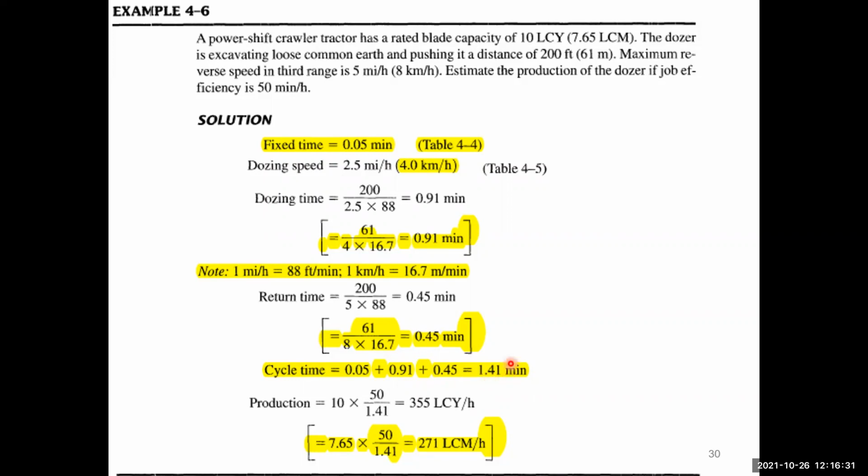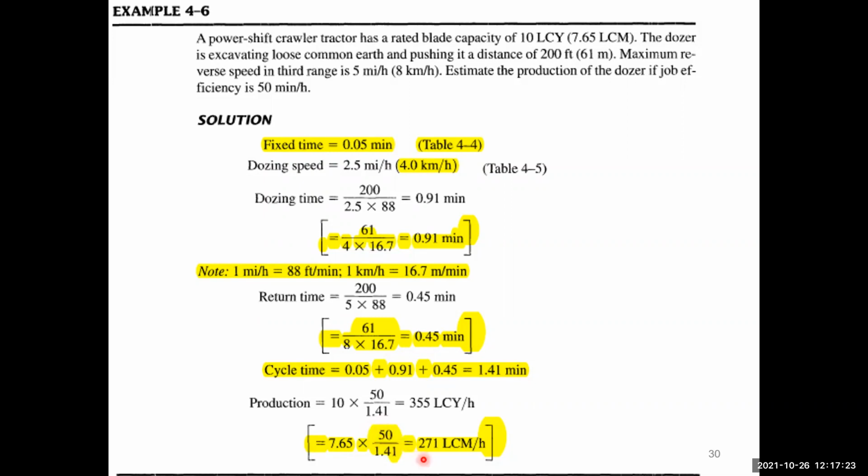That means to complete one complete cycle of transferring these 7.65 loose cubic meters, we need about 1.41 minutes. So if this cycle is repeated for 1 hour, that means 7.65 loose cubic meters per 1.41 minutes. Okay, so that is the loose cubic meters per minute. And then in 1 hour the work is about 50 minutes, so we will multiply it by 50.